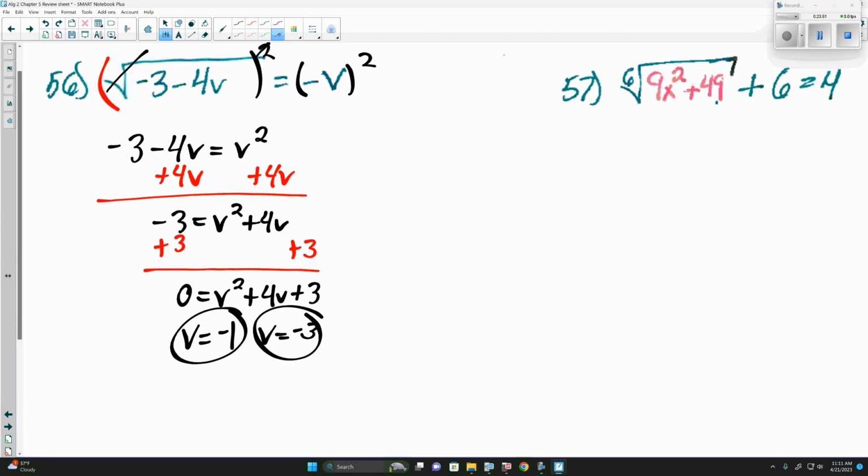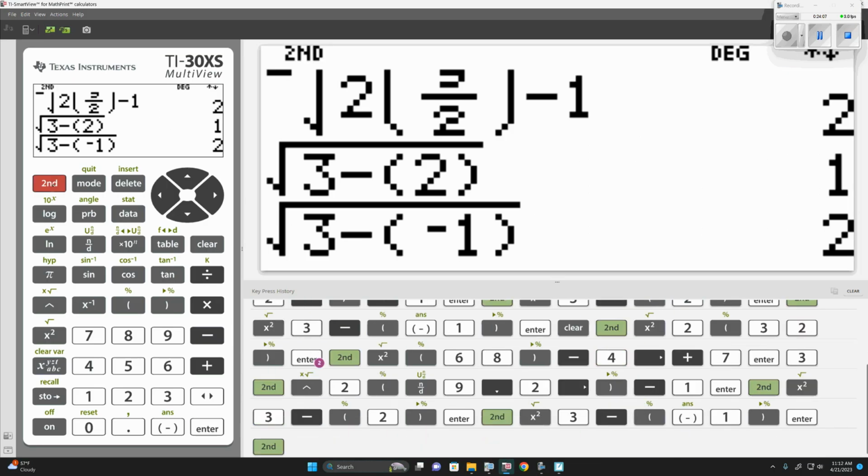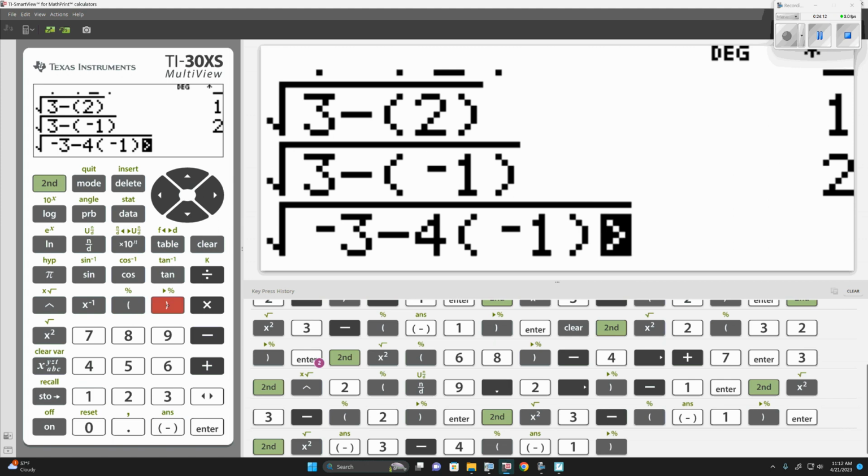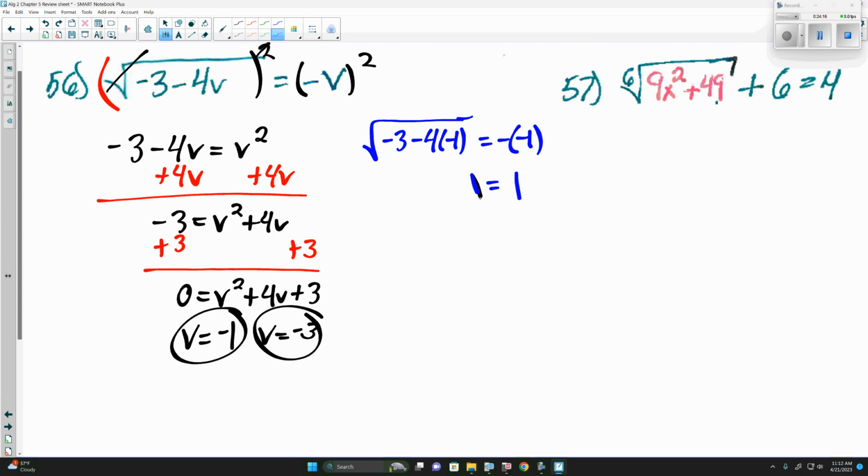Now I'm going to check negative 1 first. So we have the square root of negative 3 minus 4 times negative 1 is equal to negative of negative 1. Well, the negative of negative 1 is positive 1. We can plug the other side into the calculator. Square root of negative 3 minus 4 times negative 1 is positive 1. So it works. Even though v was negative, when we plugged it in, we did get a true statement.